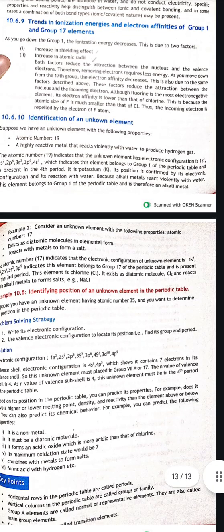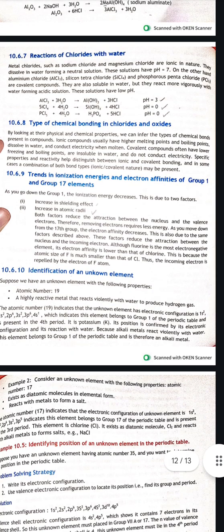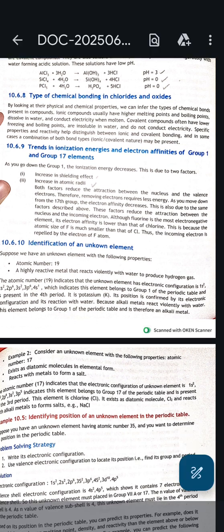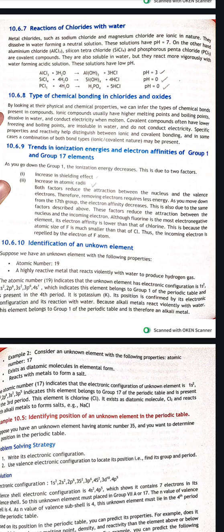Now we have the reactions of chlorides with water. So metal chlorides such as sodium chloride and magnesium chloride are ionic in nature. They dissolve in water forming a neutral solution. These solutions have pH of 7. On the other hand, aluminium chloride, silicon tetrachloride and phosphorus pentachloride are covalent compounds. They are soluble in water but they react more vigorously with water, forming acidic solutions.